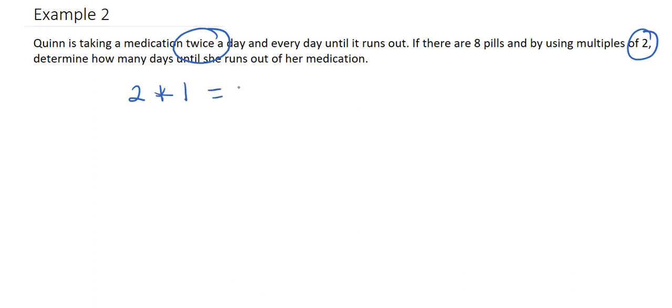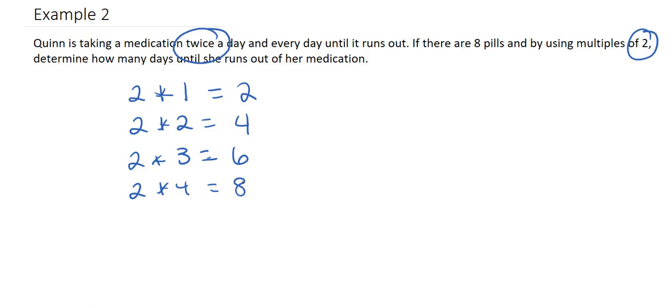So on the first day, she would have taken 2 pills, right? Now on the second day, she would have taken 4 pills at that point, right, at the end of the day. Then on the third day, she would have taken 6 pills. So she still has some pills to take. So then on the 4th day, she would have taken all 8 of her pills by then.